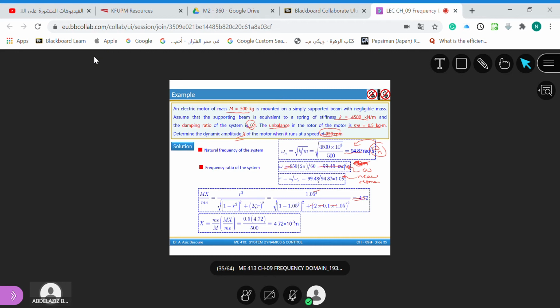From where you can solve for X alone. X will be equal to simply 4.72 multiplied by ME divided by the mass m. We did it this way: ME divided by ME times MX divided by MX. MX over ME, this whole thing is 4.72, multiplied by ME, which is given to be 0.5, divided by m, which is 500. So X will be 4.72 times 10 to the minus 3 meters. So the amplitude of the output will be 4.72 millimeters.